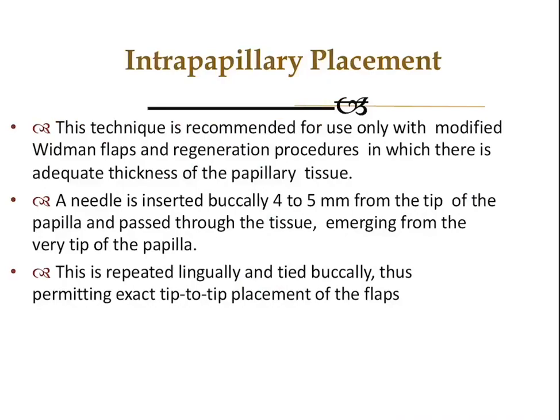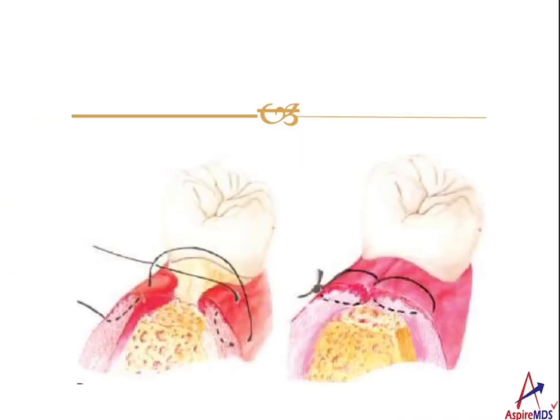The intrapapillary placement technique is recommended for use only with the modified Wiedemann flaps and regeneration procedures in which there is adequate thickness of the papillary tissue. A needle is inserted buccally 4 to 5 mm from the tip of the papilla, and it is passed through the tissue, emerging from the very tip of the papilla itself. This is repeated lingually and tied buccally, thus permitting the tip-to-tip placement of the flap. This is how the interpapillary suture looks like.